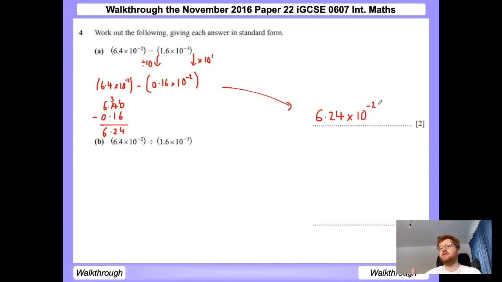And this is what the iGCSE want you to do because it's only a 2-mark question. They don't want you to actually convert it into an ordinary number and then work it out and convert it back. That takes far too long. So please do watch this part of the video again if you're not sure what to do.